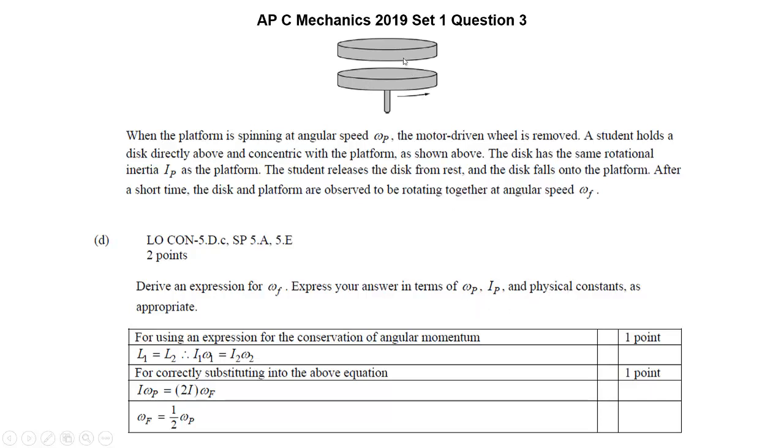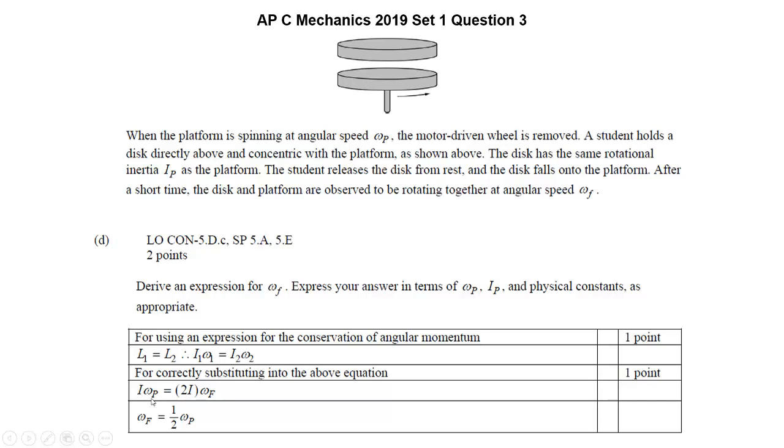So this is two things connecting to one another. Hopefully you're seeing this as a collision. And how do we analyze collisions? Conservation of momentum. Since these are rotating objects, it would be the conservation of angular momentum. So notice your first point is for recognizing that you can use conservation of angular momentum. Initially, only the first platform is rotating. Afterwards, they are rotating together.